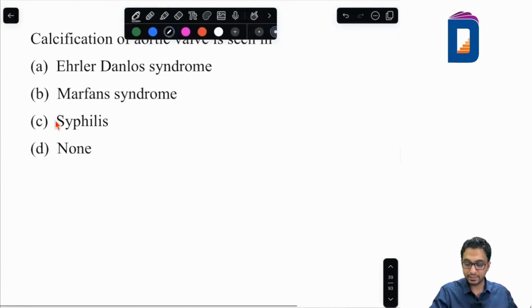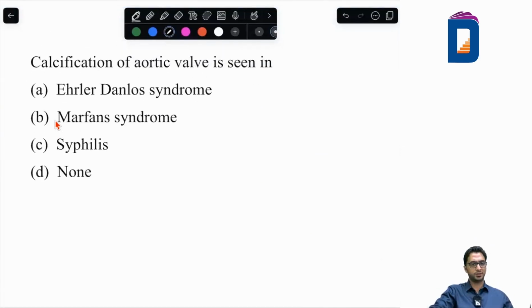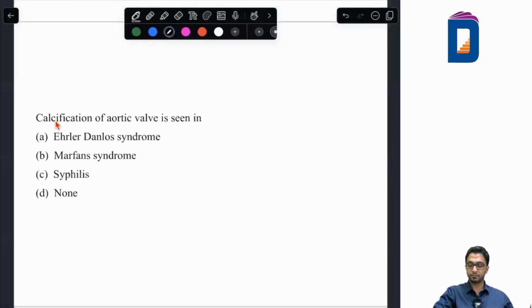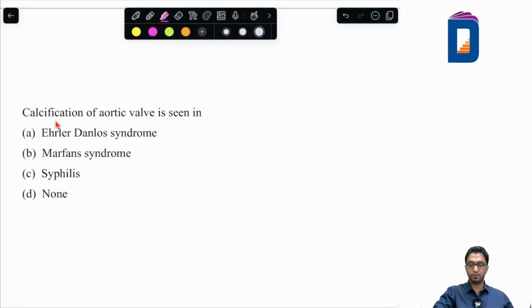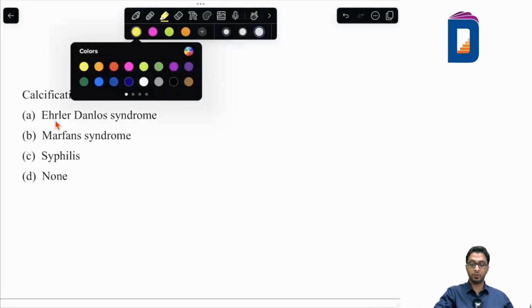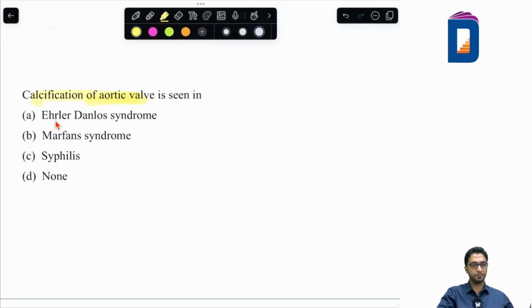So we talked about dissection and aneurysm. Calcification is the next question. So calcification of the aortic valve is seen. That's the answer. It is not Ehlers-Danlos. You might expect that after Marfan's we'll jump to Ehlers-Danlos, but I'm going on to syphilis. Very good, Parvati. C is the answer. Syphilis.